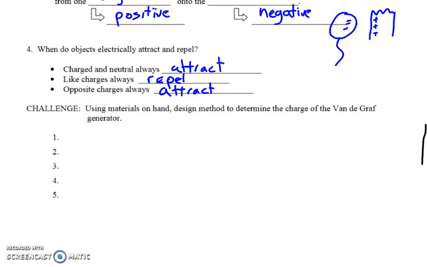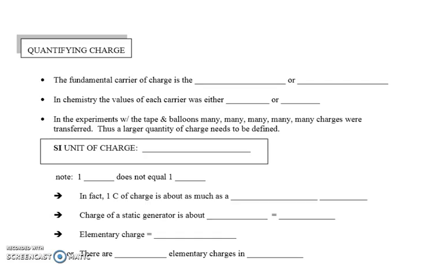And as we pointed out yesterday, you've got to be careful when you see attraction. Attraction can mean one of two things. Either you have opposite charges, or you have a positive and neutral, or a negative and neutral. So don't just automatically assume if you see attraction, you have positive and negative. Repulsion always means the same thing. You have like charges. All right, so there's a challenge here. We'll talk about this in class tomorrow of how to determine what the charge of a particular static generator is. So let's go to quantifying charge and finish up.